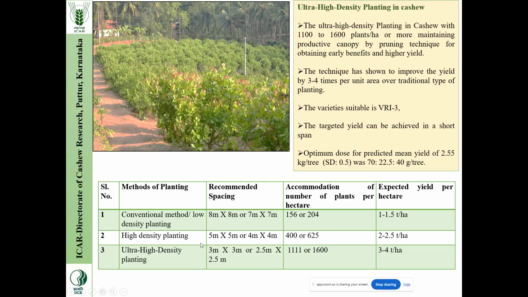And coming to high density planting, it is 5 by 5 meter or 4 by 4 meter. 400 to 625 plants per hectare can be accommodated, and the expected yield is around 2 to 2.5 tons per hectare. And coming to ultra high density planting, here with 3 by 3 meter spacing or 2.5 by 2.5 meter spacing, 1,011 to 1,600 plants can be accommodated with 3 to 4 tons per hectare. This is the general standardized practice.